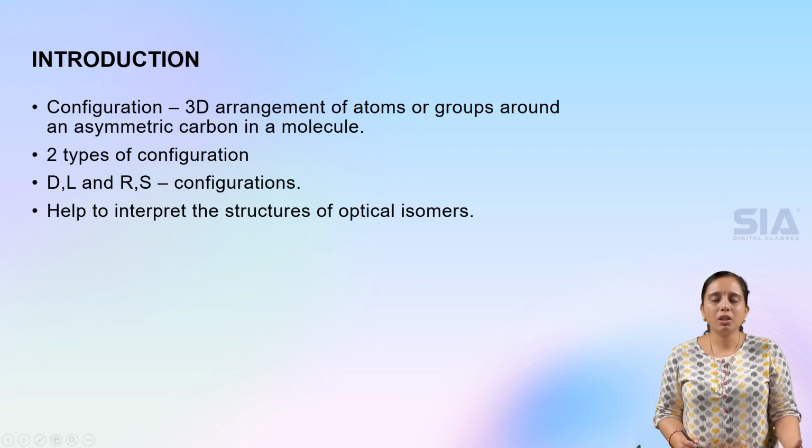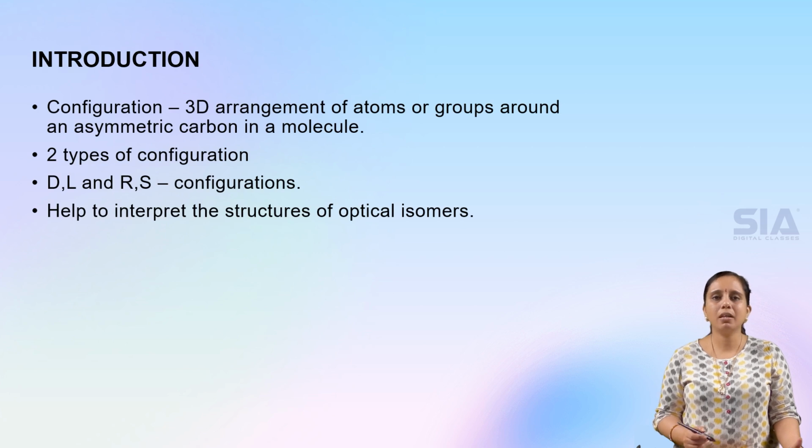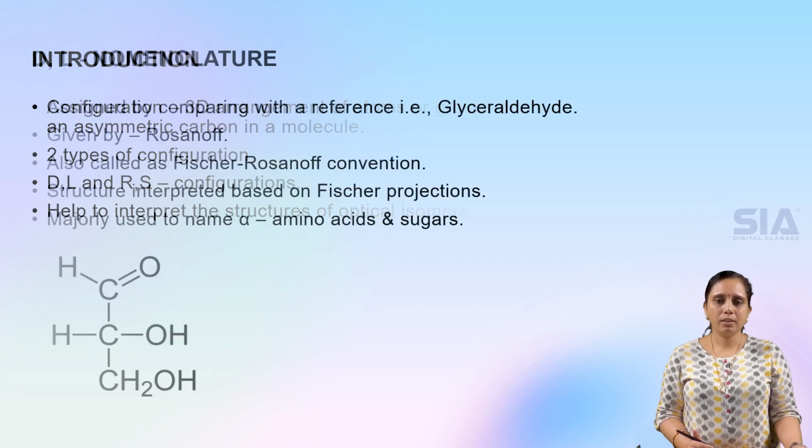So the word configuration means the three-dimensional arrangement of atoms or groups around an asymmetric carbon in a molecule. Configuration is of two types: DL and RS configurations. These configurations help to understand the structures of optical isomers that are present in nature or the substances that are synthesized by human beings. So let us understand the details.